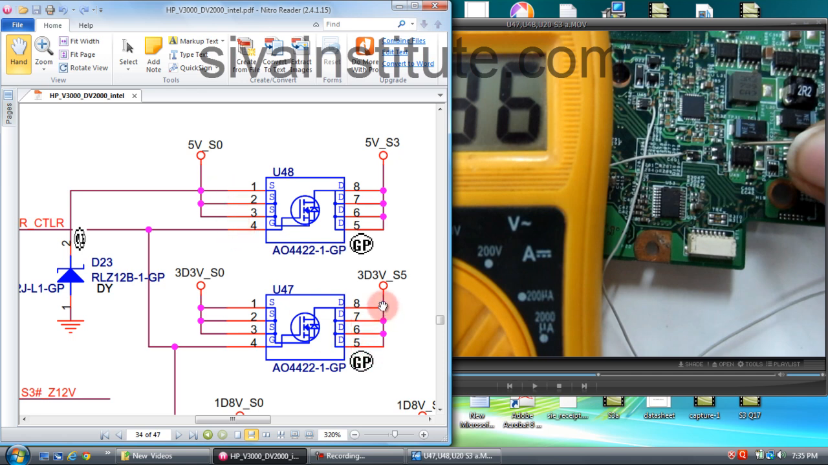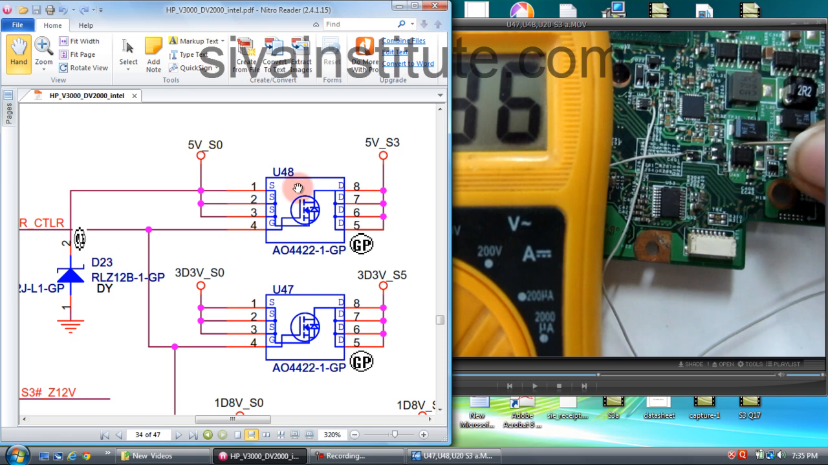Same, this is also input 3.3 volts, output 3.3 volts. This voltage is okay, no voltage at this point. You should check the ground gate voltage. When this gate voltage comes 12 to 15 volts, this voltage comes out from this IC.